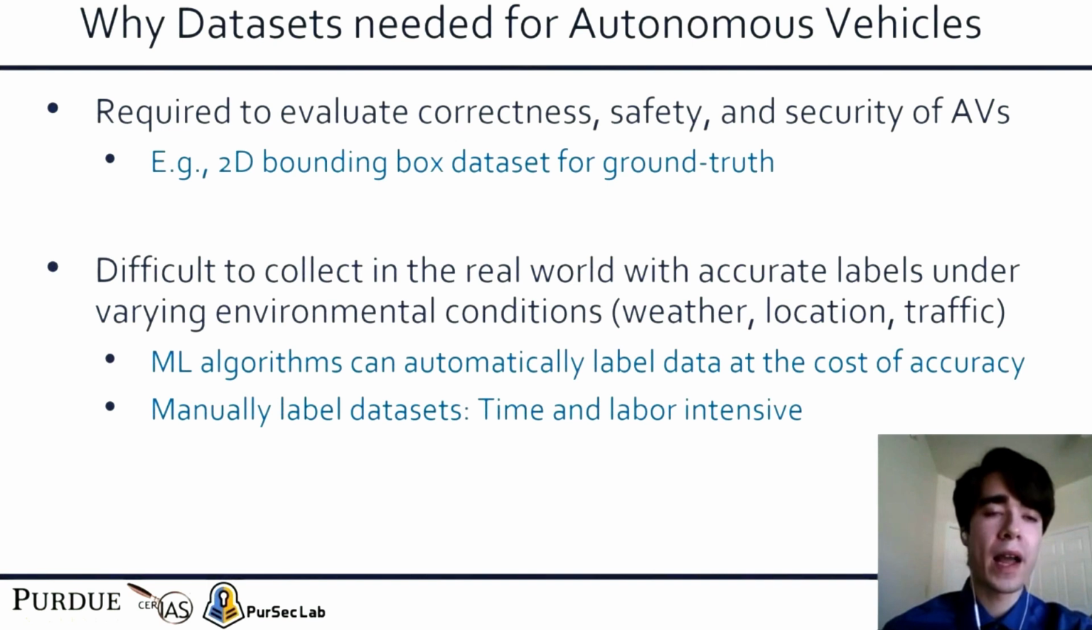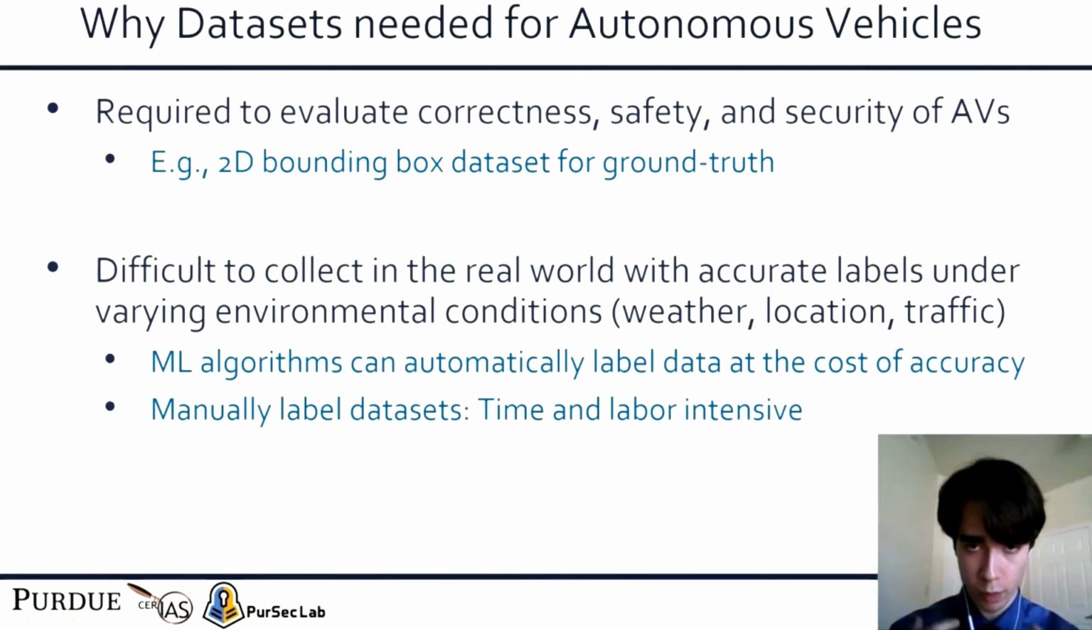So, why are datasets needed for autonomous vehicles in the first place? Datasets are needed to evaluate correctness, safety, and security of autonomous vehicles. So you need a baseline correct dataset in order to verify whether or not your proposed system is working correctly. For example, if you have an object detector, you would need a 2D bounding box dataset for ground truth. You would run your object detector on this dataset, and then compare it with the actual results that you know are true, and see how well you are doing.